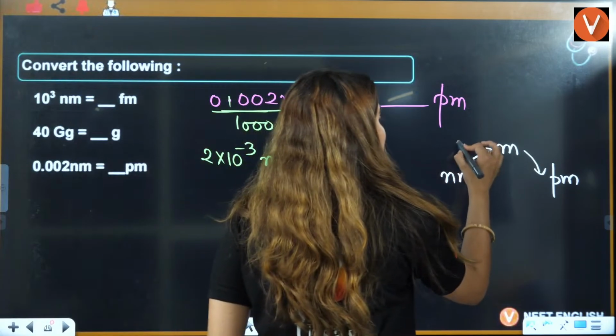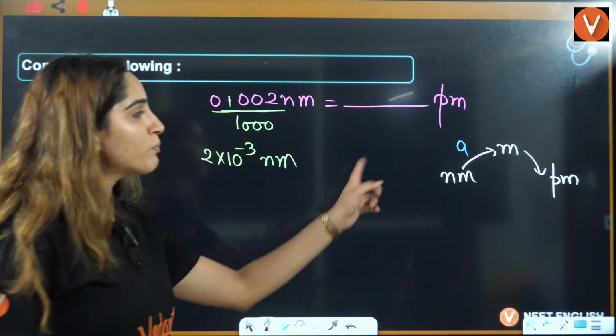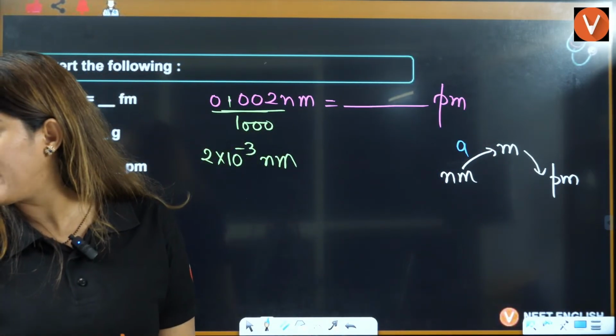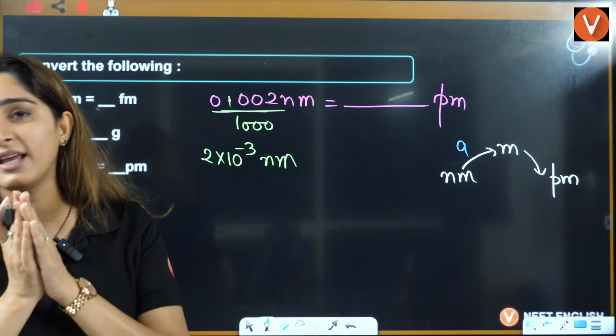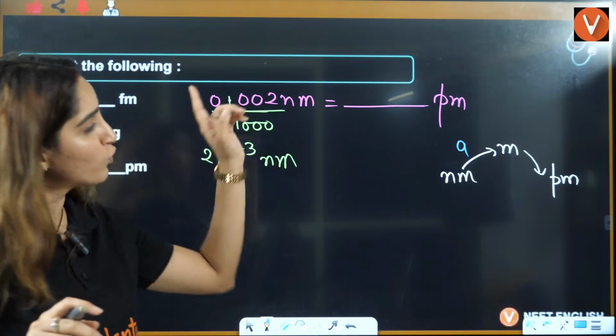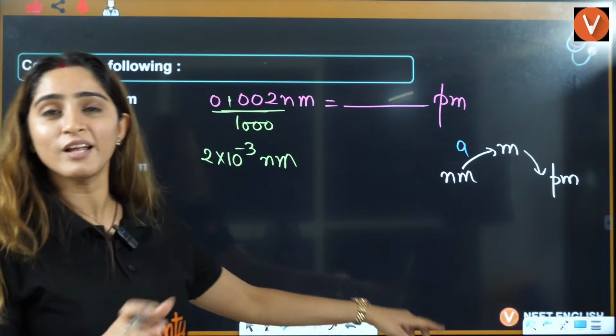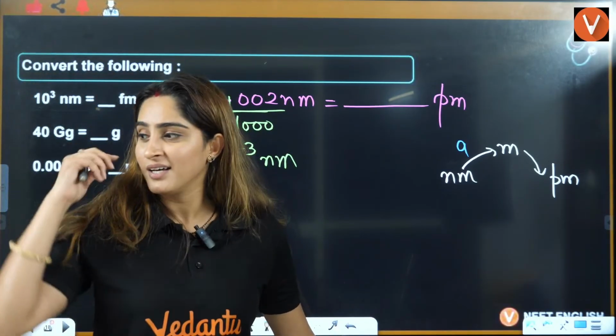So the number is 9, right? And what about pico? What is the number for pico? Beta, please don't do minus 9, 3. If you remember minus 9, then don't go through this method. Then you don't have to learn this method, right?